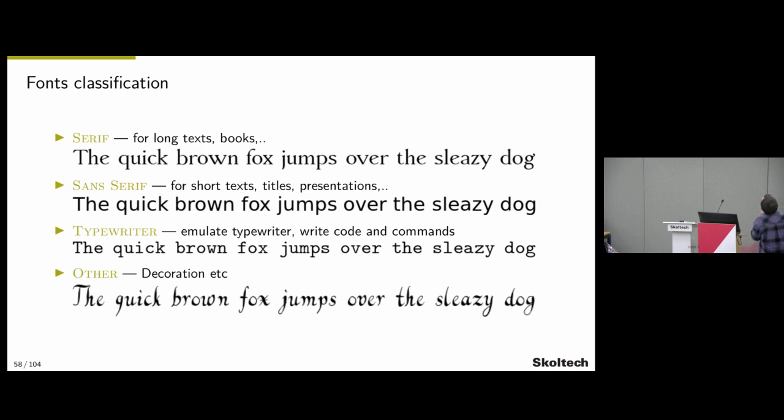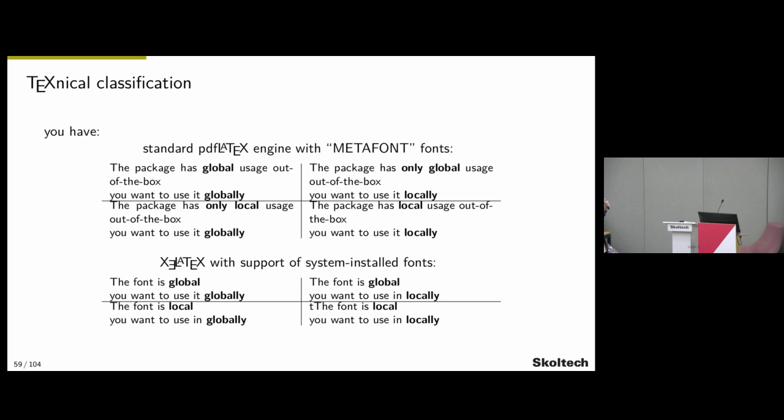the most usable classification is serif, sans serif, typewriter, and everything else, because we can classify all. Serif is with this stuff, you see this stuff. Sans serif is without this stuff, so no point there, no point there. A typewriter is for writing code, because every symbol has the same length, and everything else is for everything else. And yes, we will stop at this slide, because the rest is just for reference.